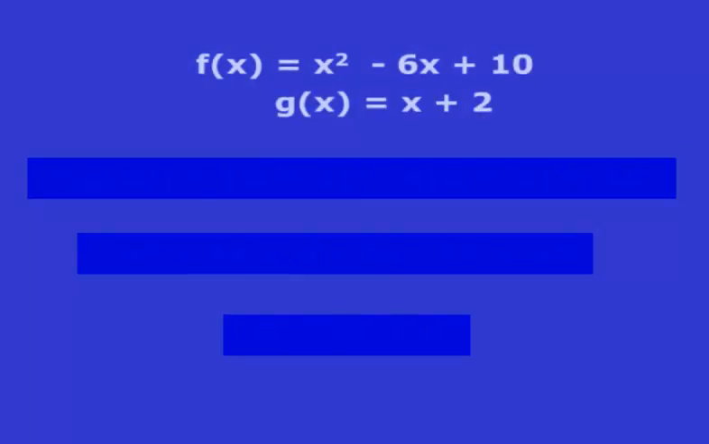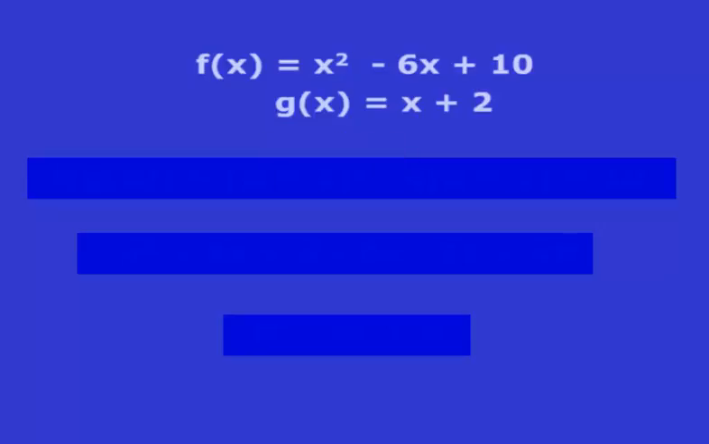They may also give you one where they give you a function of f of x equals x squared minus 6x plus 10, and that g of x is equal to x plus 2. Then they will ask you for f of g of x. Well, this is a nested function, and you work from the inside out.